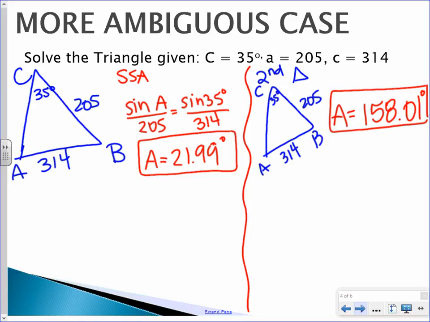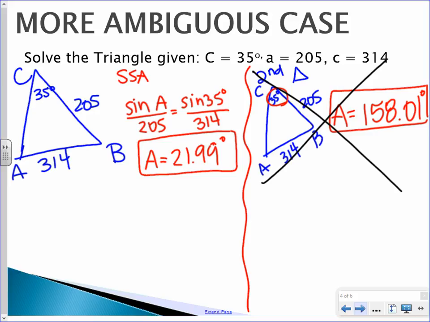Does anybody have an issue with 158.01 degrees as our second angle? What's the problem? If you add 35 degrees, our given angle, to angle A, that's more than 180 degrees, isn't it? Which means a second solution is not possible, and we only have one triangle.